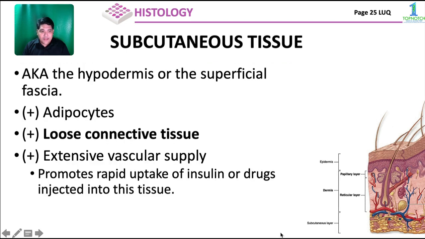Now, your hypodermis or your subcutaneous tissue or the superficial fascia, it contains your adipocytes or adipose cells. It is a loose connective tissue and it has a lot of vascularity. And usually this is the site of route of administration for insulin.